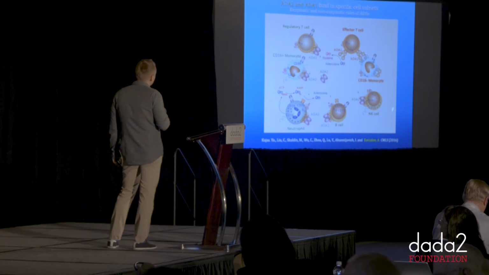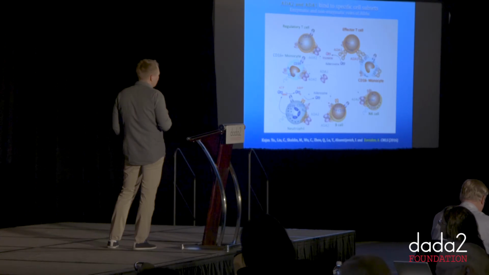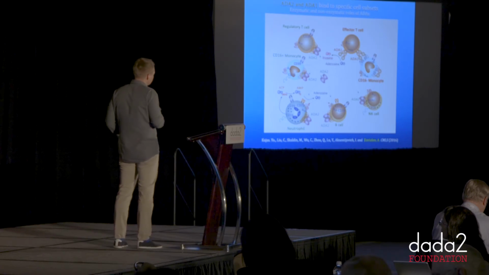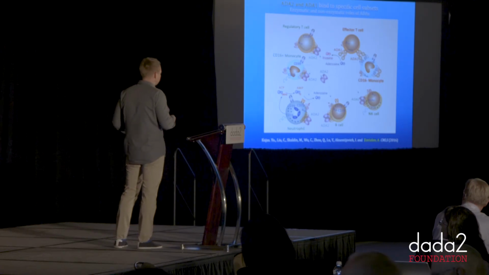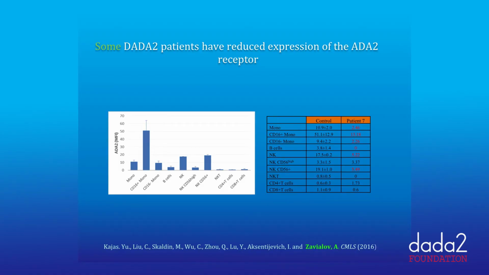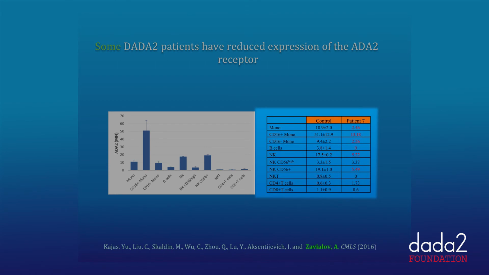Okay, so that's why you may have such a different phenotype, because many cells are affected if the extracellular function of AD2 is important. Here we can also show that AD2 deficient patients downregulate the expression of this receptor. I compared a control and patient 7, and you can see that the level of expression of this unknown receptor is downregulated on all cells.